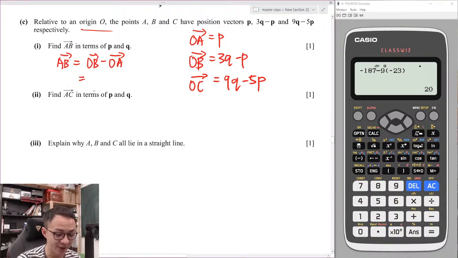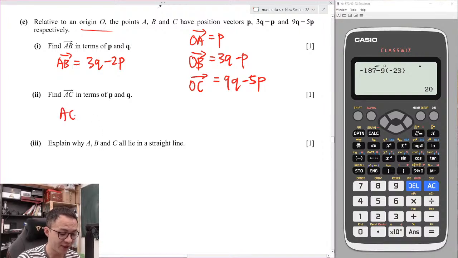Never mind, use a slower way here. It's AO plus OB, isn't it? And what is AO? AO will be negative OA, plus OB. So therefore, I can just use negative P plus this one. Because I have limited space, it will be 3Q minus 2P.